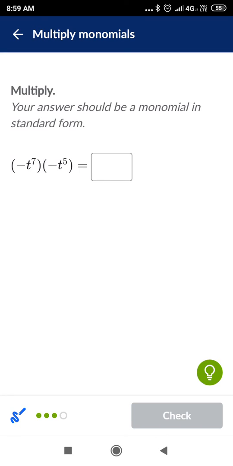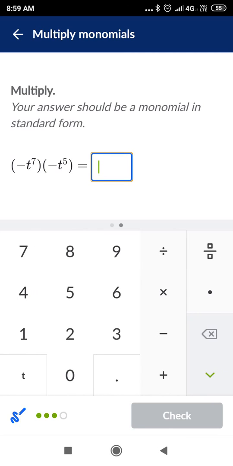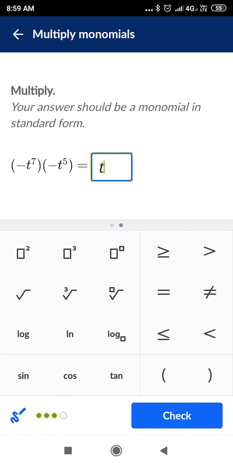Here the sign is minus into minus, which is plus. No need to write plus. Then constant, 1 into 1 is 1. Again no need to write 1. Then the third component is t to the power 7 into t to the power 5, which is t to the power 12. 7 plus 5, 12.